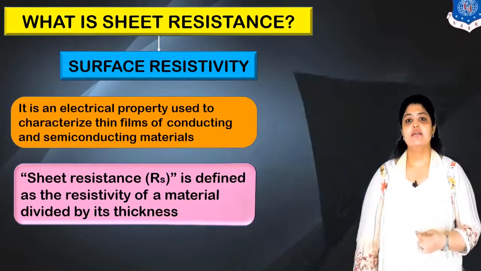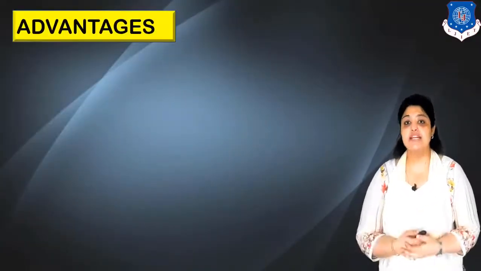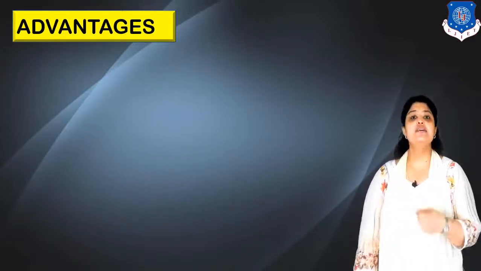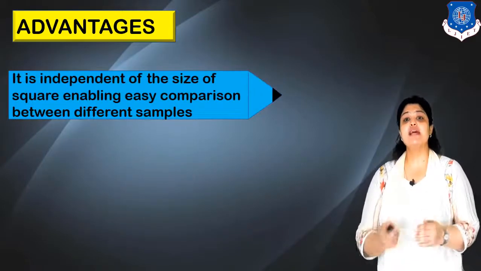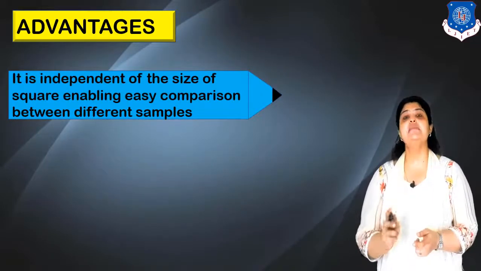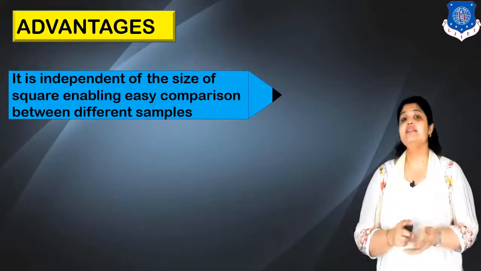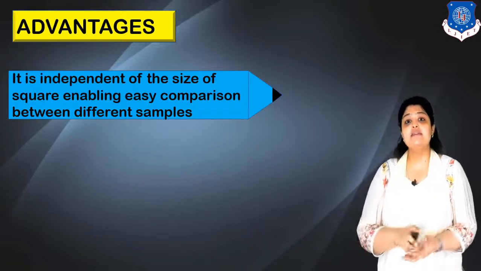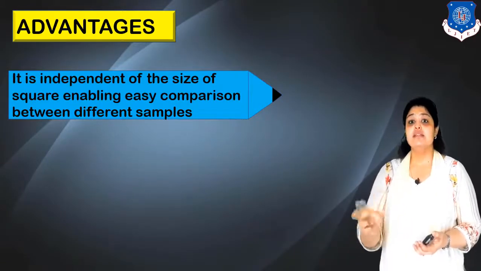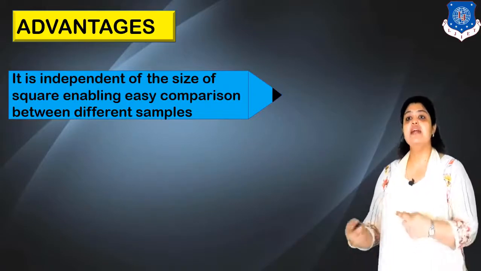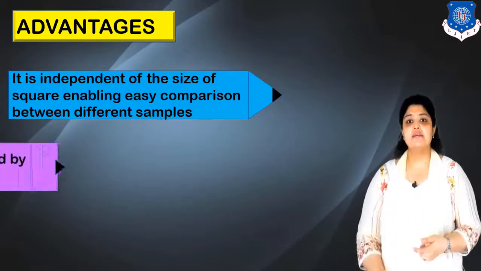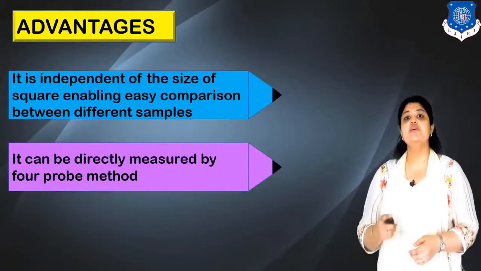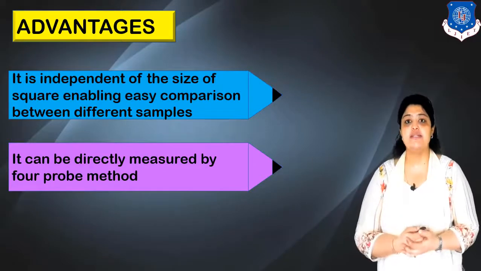Moving ahead, what are the advantages of sheet resistance? Why is there a need to measure and define a term sheet resistance? The first advantage is that it is independent of the size of square, and this enables an easy comparison between different samples. It does not depend upon the squares we have considered in the sample, and that is the reason if we consider two different samples, there is an easy comparison between the two. Next, it can directly be measured using 4-probe method. So it's a very easy method using which we can determine what sheet resistance is.